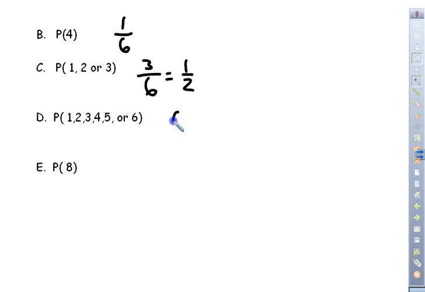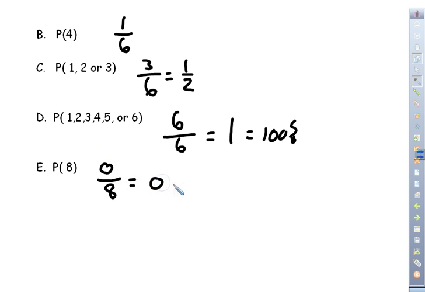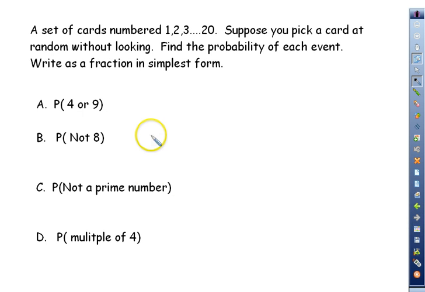For this particular one, there's 1, 2, 3, 4, 5, or 6. Well, there's a possible 6 numbers that we're looking at out of a possible 6. So my answer to that is 1 whole, which equals basically a 100% chance. You're going to roll one of those numbers. And for letter E, the probability of rolling an 8, well, is there an 8 on a number cube? No, there is not. So it's 0 out of 8, which in turn would be 0 or 0%. No chance at all.